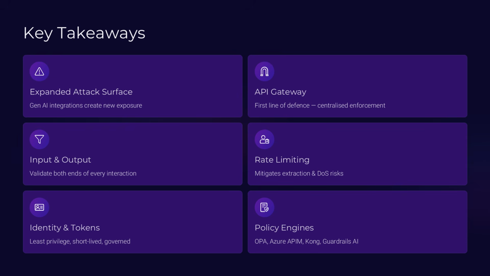Policy engines such as Open Policy Agent enable consistent governance. Enterprise tools such as Azure Application Programming Interface Management, Kong, and Guardrails Artificial Intelligence support secure architecture. Security architecture must mediate every interaction between users and models.